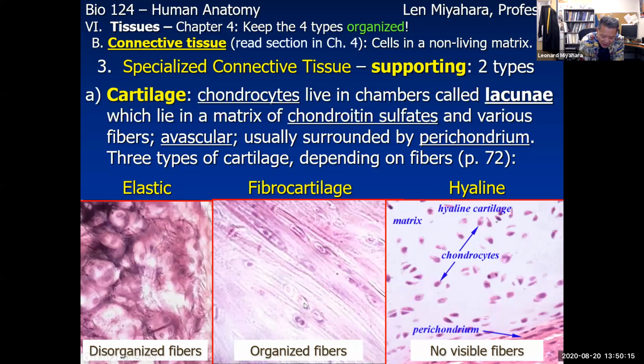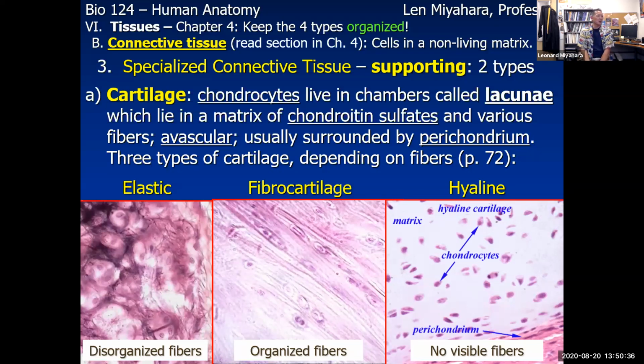Look at this middle picture. Some of these look like an eye's looking at you. Do you see this right here? The cell is the purple thing in the middle, the chondrocyte. And then that clear ring around it is the lacuna. Everybody got it? So you got to recognize lacunae.